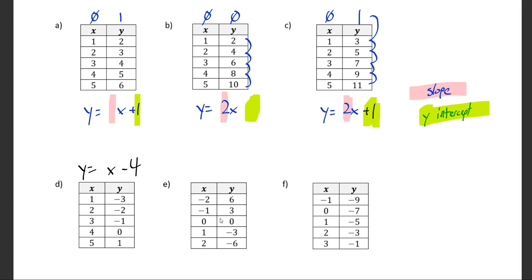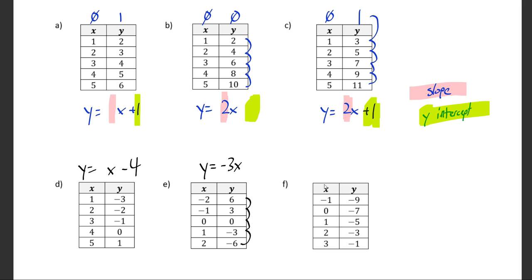For E, the steps are down by 3, down by 3, down by 3, down by 3. So y equals negative 3x. And when x is 0, well, I don't even have to extrapolate or interpolate or anything. It's right there. When x is 0, y is 0. So I could write plus 0, or I could just ignore it.